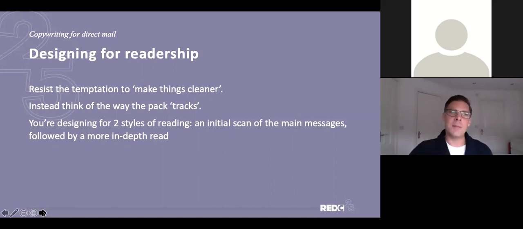And you're basically designing for two styles of readership. You're designing for people who are just going to scan very, very quickly and try and get the gist of what you're telling them. And then you're writing for people who are going to read in more detail.